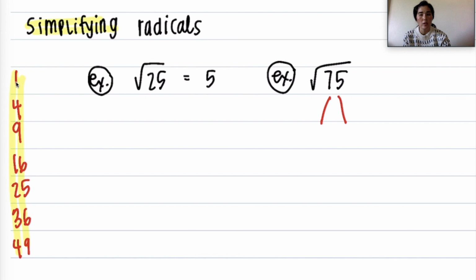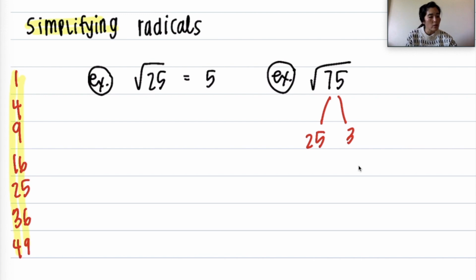Okay, I know 1 goes in there. 4 doesn't divide in evenly. 9 doesn't divide in evenly. 16 doesn't divide in evenly. Oh, 25 does. 25 goes into 75 3 times. So we kind of make that factor tree. 25 and 3 multiply to 75.